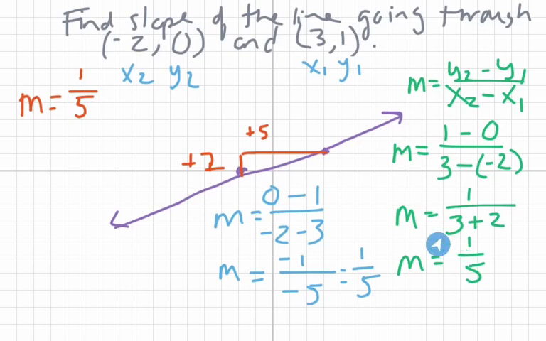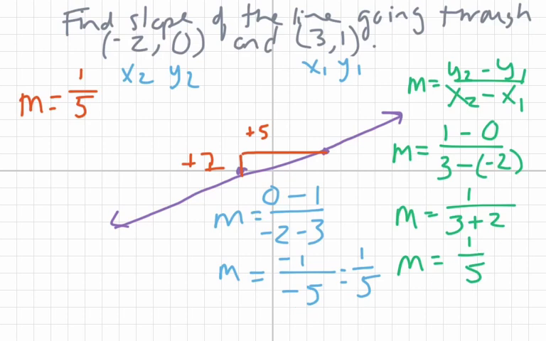So I don't really want to work it out both ways every single time, but I do want to do it at least once to show you that it doesn't matter which order you pick, point 1 and point 2. What's key is that you don't change your mind halfway through the problem, and you don't do 1 minus 0 over negative 2 minus 3. Okay, because that will flip the sign of your slope. But you can get it from the graph, or you can get it plugging in either way.